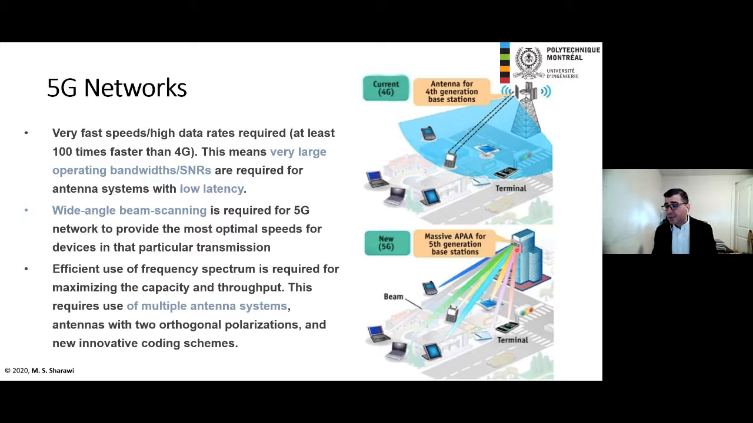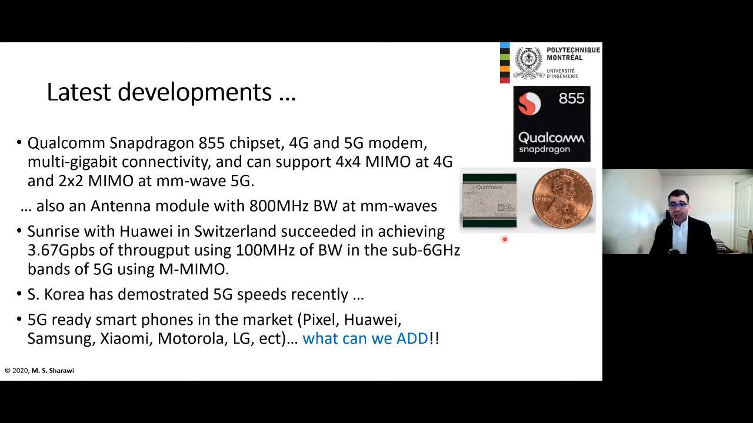Now, if we look at the actual developments from an industrial point of view, we will see that several companies all over the world have been racing since a few years back to come up with novel solutions in time, because 2020 was the date of deployment for 5G. It will slip a little bit, but we have seen some deployments already, and we have seen some solutions from Qualcomm, from Huawei, and from several other companies like Xiaomi and Motorola, LG, Pixel, Samsung. All of these companies have already built their 5G ready smartphones, and the chipsets are ready.